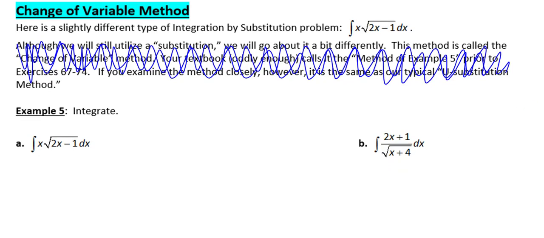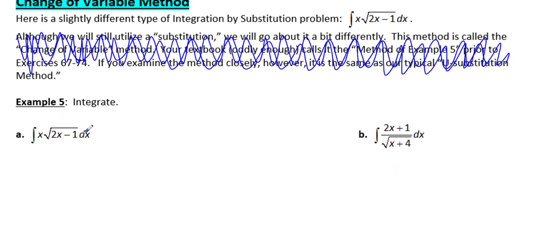Okay, what do you guys think we're going to choose for u for part A? Probably the inside of the radical, right? The radicand. So let's do that. u equals 2x minus 1. What would be du equal? Ooh, that's just 2 dx, right?